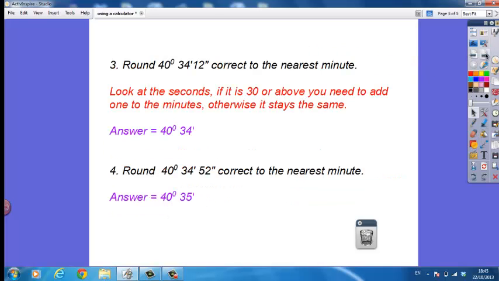Now what if I had to round to the nearest minute? My answer should only have 2 bits, a degree bit and a minute bit. So I look at the seconds. Obviously it's not above what I need, so my answer is 40 degrees and 34 minutes. In this question, however, the seconds is 52, so I'm going to add 1, so my answer is 40 degrees and 35 minutes.